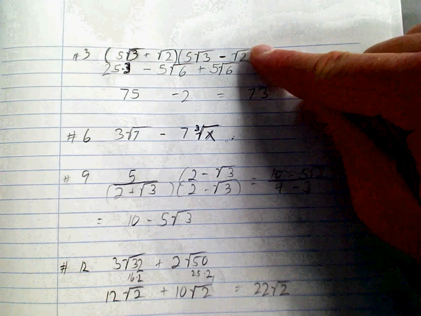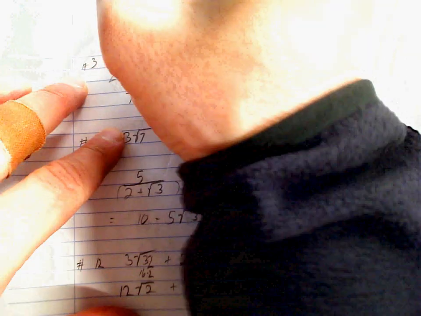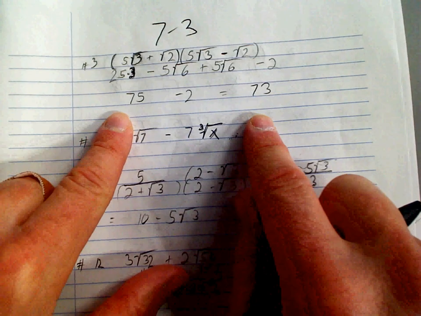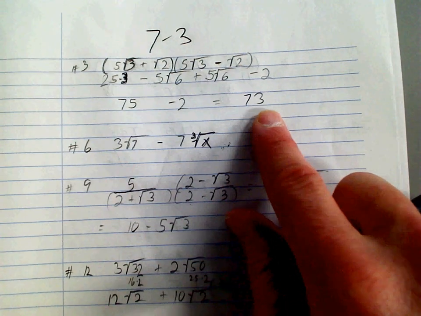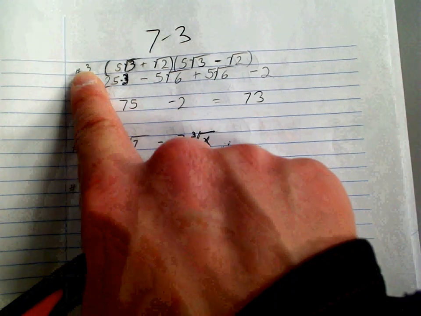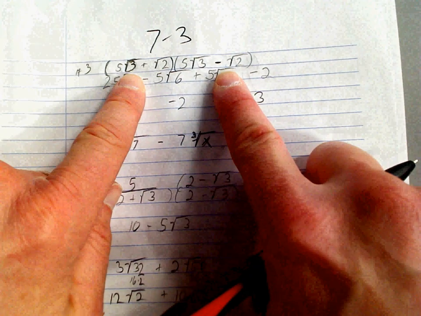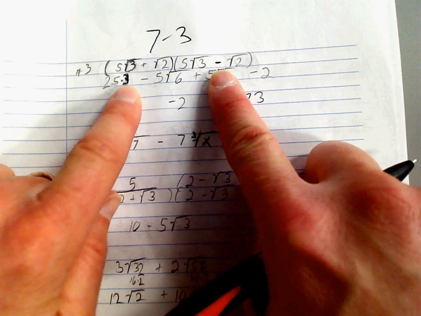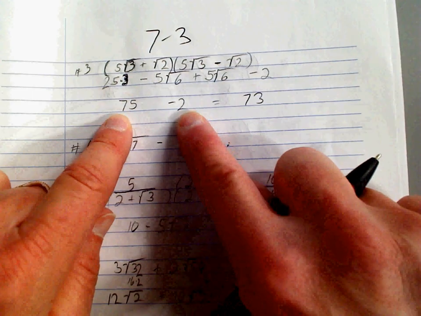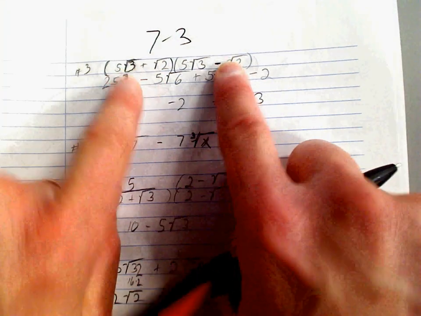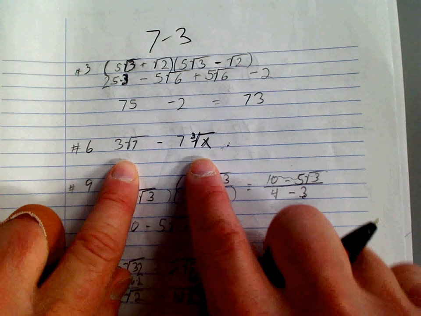All right, so this is 7-3 answers. Some of you have this already. If you don't have it, you can check it again. Did multiples 3. Number 3, multiplied conjugates. The process ends up being 75 minus 2 when you multiply all this to get 73.